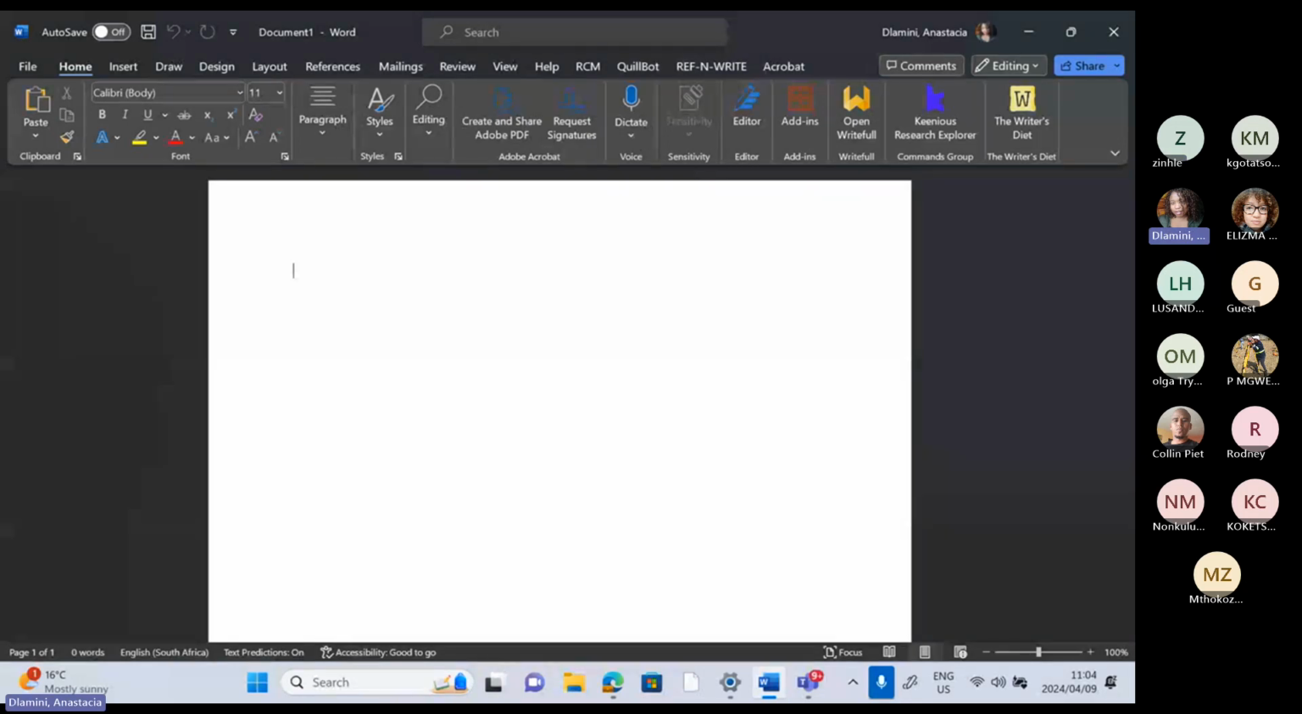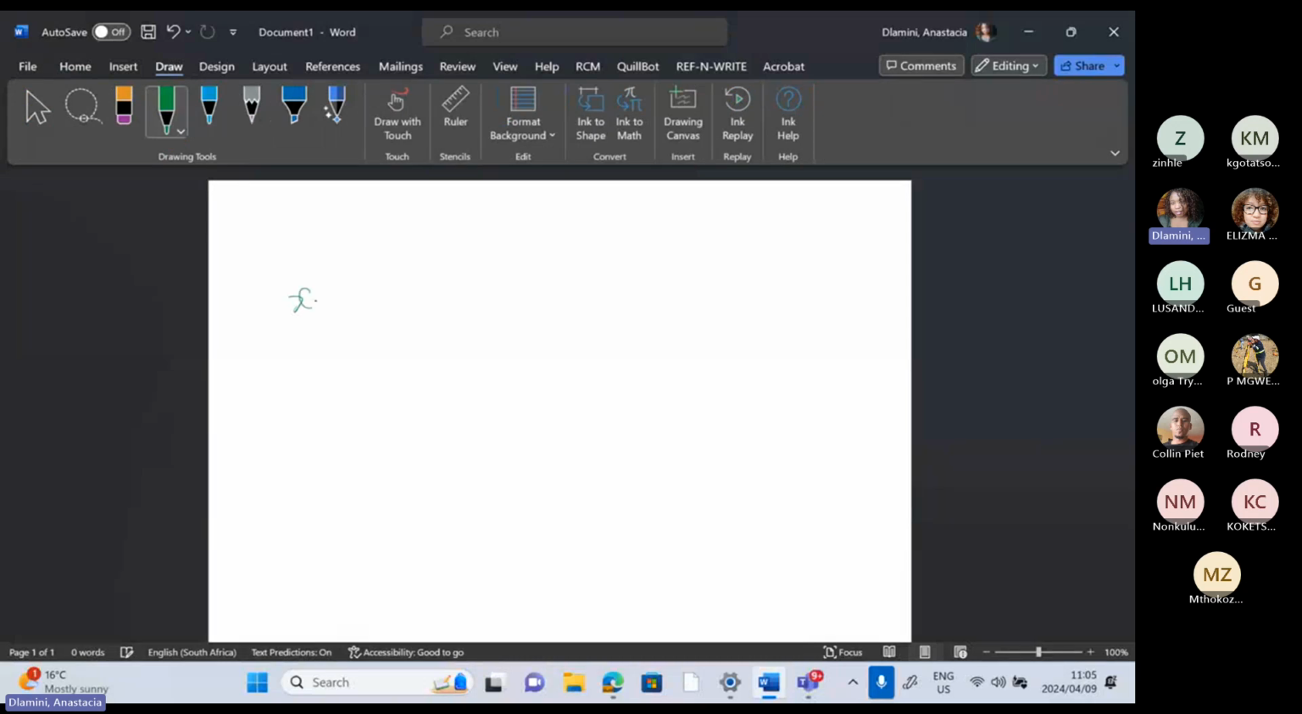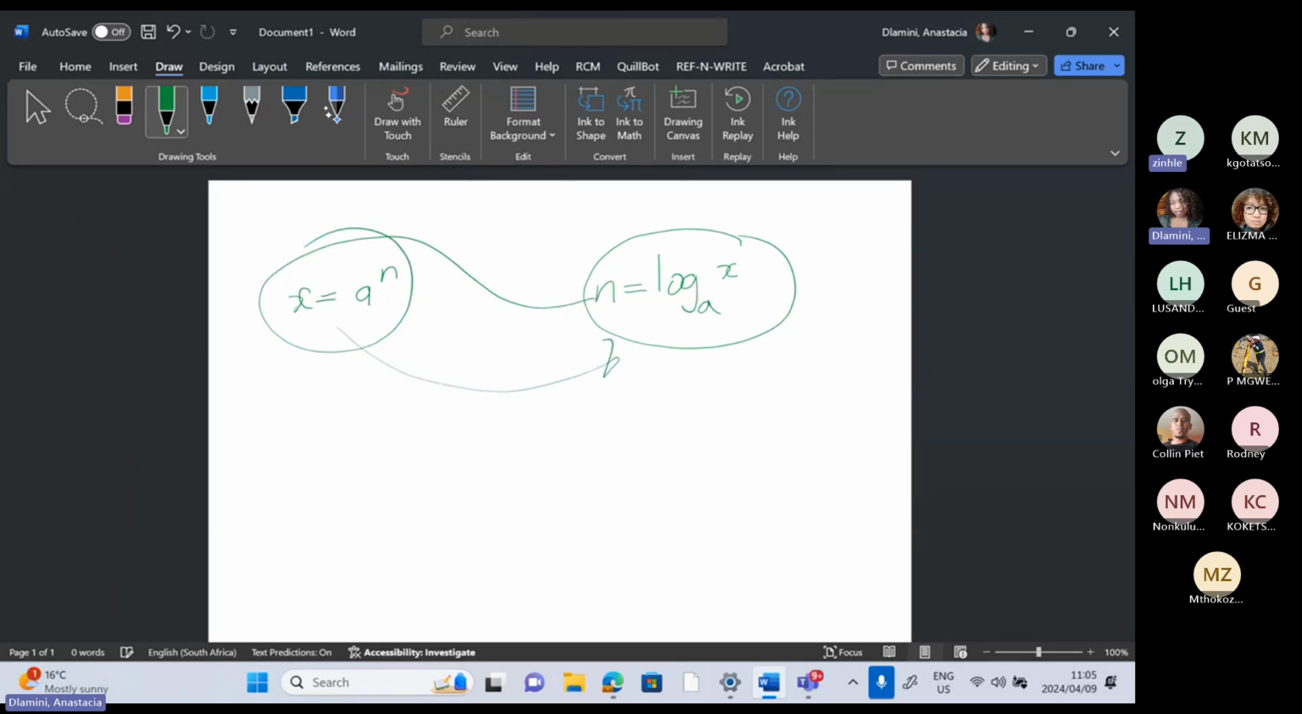So there has always been a relationship between the exponent and the log. If you write x is equal to a to the power of n, this is in exponent form. Now, how do you write it in log form? This will then be n is equal to log of x base a. Are we all together? So this is the log form, and the other is the exponent form of this particular log.